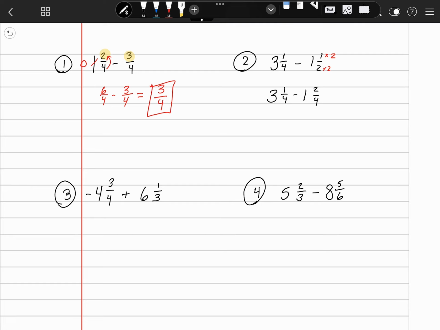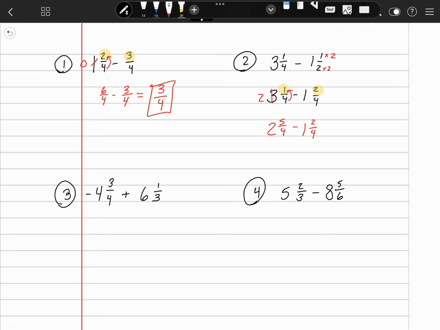So then I'm going to look, can I do 1 minus 2? And the answer is no. No, I cannot. So what I'm going to do is borrow, make this a 2, and add the bottom to the top. So now I have 2 5/4 minus 1 2/4.